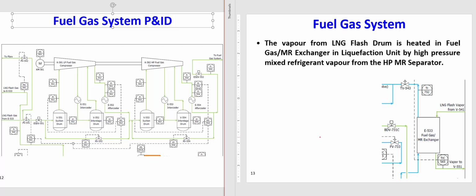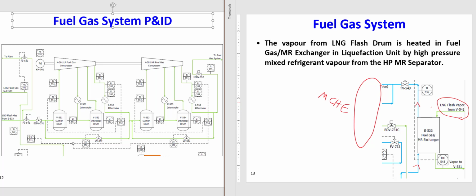So what we have, I said that the fuel gas from the top of the LNG flash drum is cold. It goes to the heat exchanger. It will cool down the mixed refrigerant. This mixed refrigerant goes to the main cryogenic heat exchanger. Let me plot it in a better way. Okay, so it goes here, main cryogenic heat exchanger.